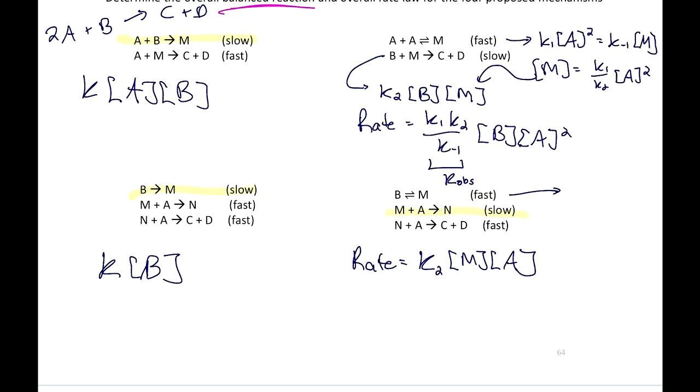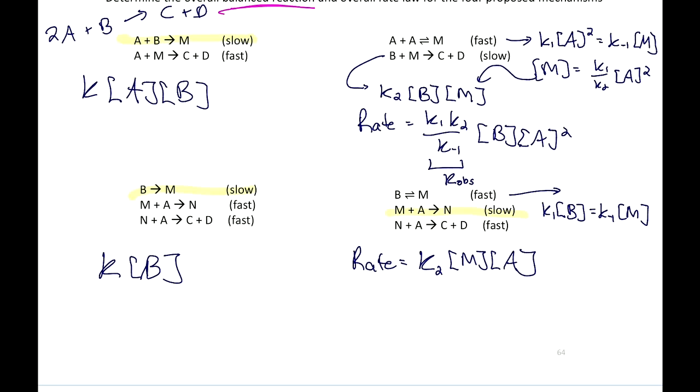We set the forward overall rate to the reverse overall rate. So K1 times B equals what? K negative 1 times M, because M is the product, right? But in the reverse direction, that product is now the reactant. What do we do next?